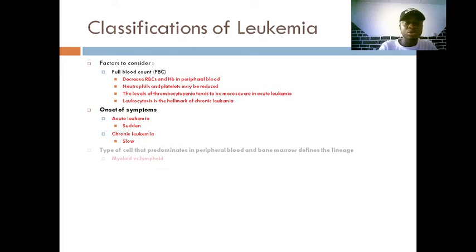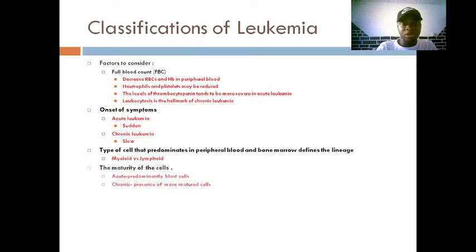Slow. Very good. Now, you also consider the type of cell that predominates in the peripheral blood and bone marrow, which defines the lineage. So myeloid cell versus lymphoid cell. Which one is more in the peripheral blood? Which one is more in the bone marrow? And this will tell you the type of leukemia, maybe chronic myeloid leukemia or acute myeloid leukemia. So the type of cell that predominates in the bone marrow or the peripheral blood also tells you the type of leukemia.